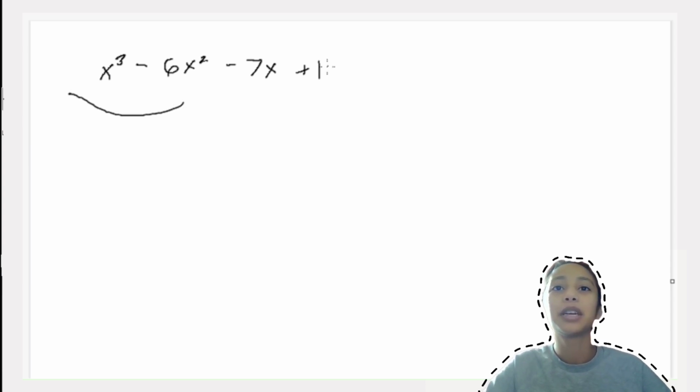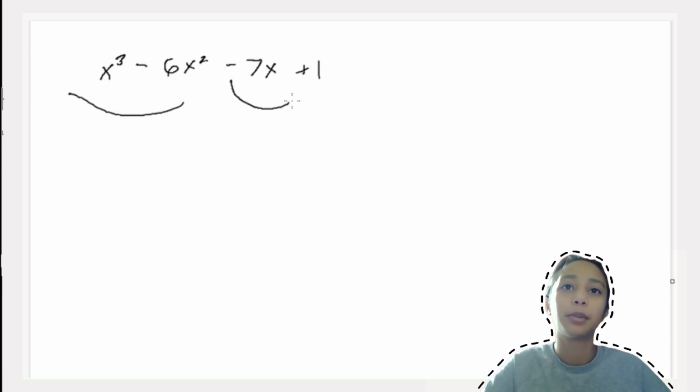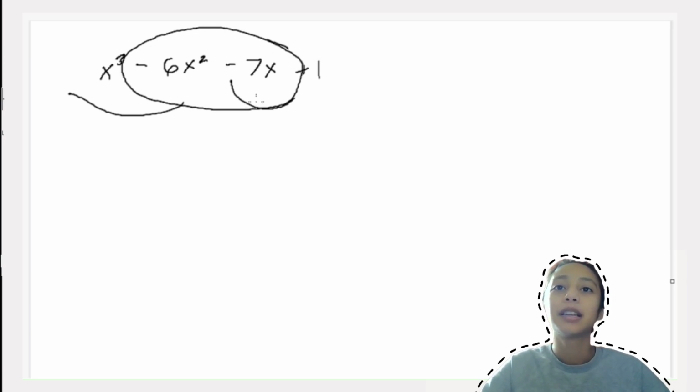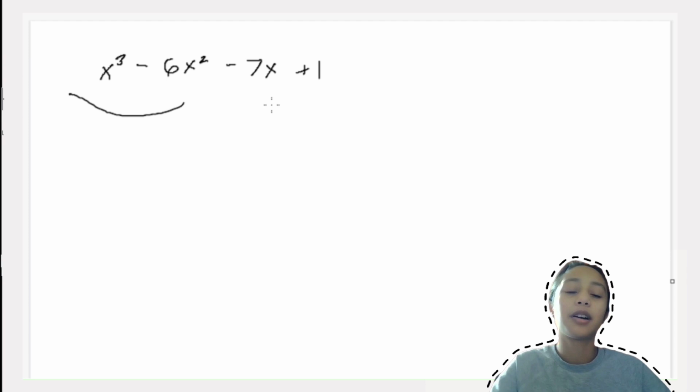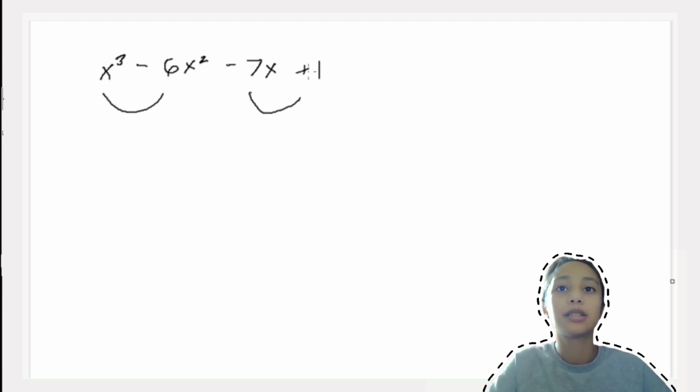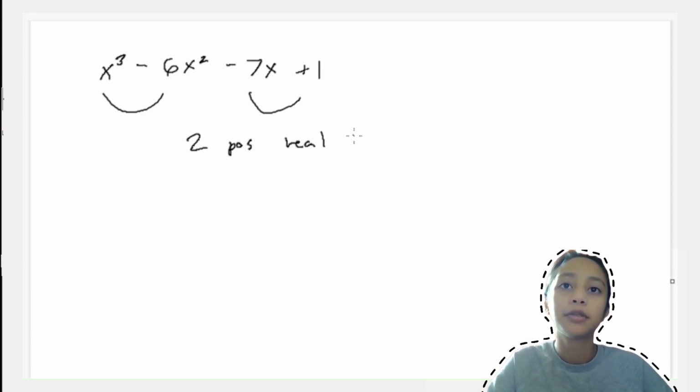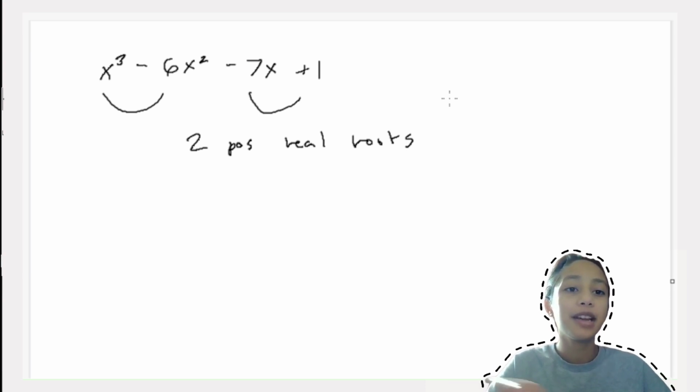And up next we have our last two parts of the polynomial, which is also in different signs, so that'll count. Now the middle coefficients are similar in sign, so we're just going to ignore that. And here we have two positive real roots. So what about the negative ones?